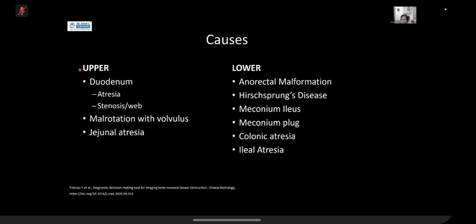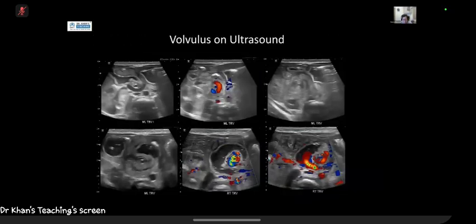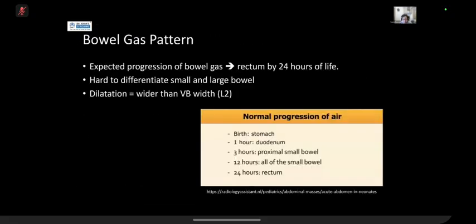Okay. So you're reading the first two slides of your normal bowel gas pattern. That would be on the Radiology Assistant website. I think everyone should be able to get to that. It essentially just shows you how progression of air happens normally. At birth it is in the stomach, at 1 hour it is in the duodenum, at 3 hours further along, and after 24 hours it should be in the rectum.